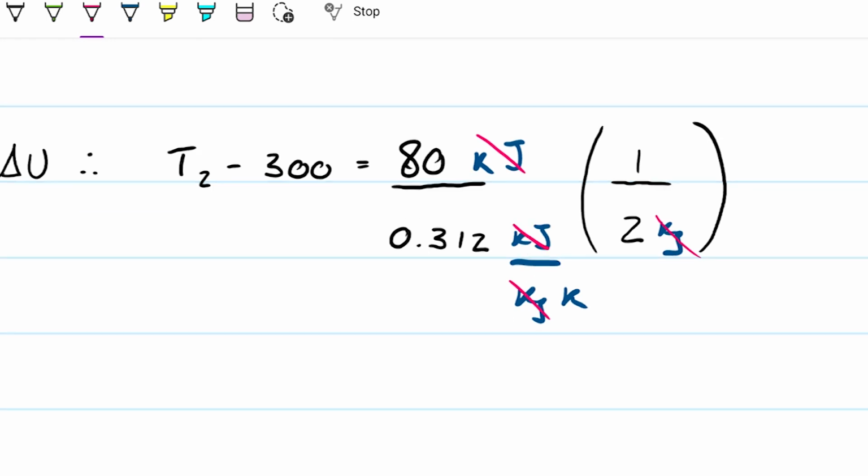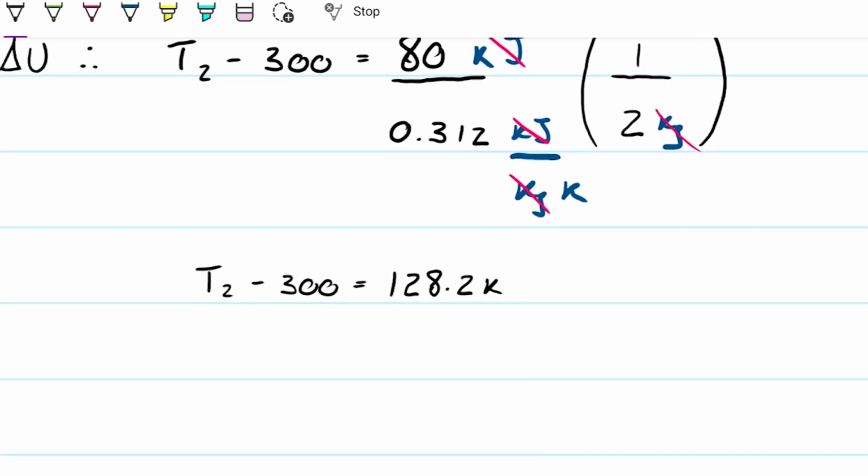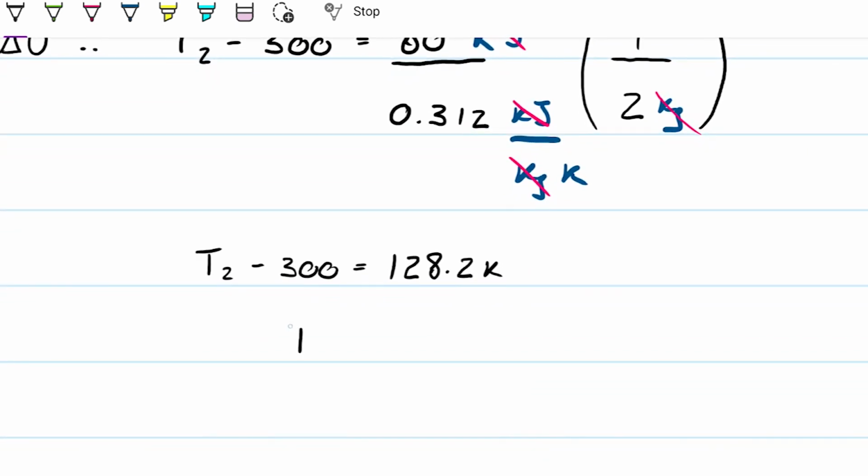So this turns out to be 128.2. Right, so that means that T2 minus 300 Kelvin is 128.2, and this is Kelvin, as we can see from the unit that's left. Right, it's dividing the division, so it's going to the numerator. And therefore T2, we should say final temperature, T2 is 428.2 Kelvin. And that will be our answer right there.